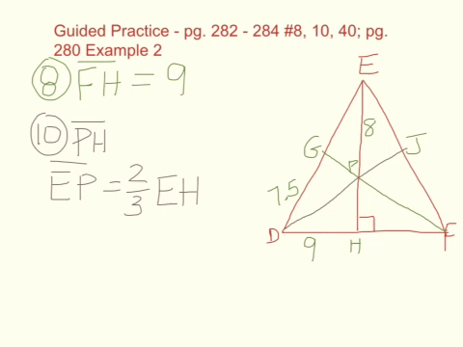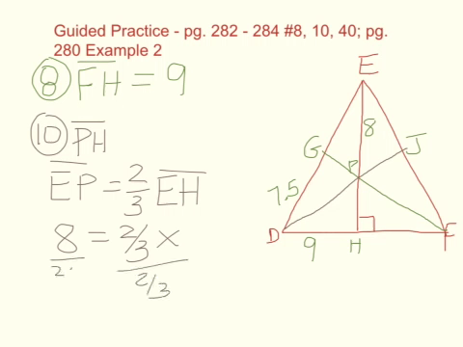So I know EP is 8, but what I don't know is what EH is. So I could put a variable in place of EH, and I'm just going to call that X, and then I could solve that equation. It's a simple equation to solve. Just divide both sides by 2/3.